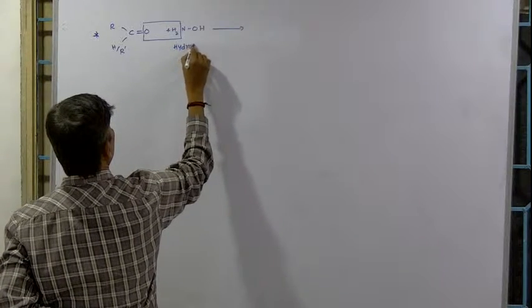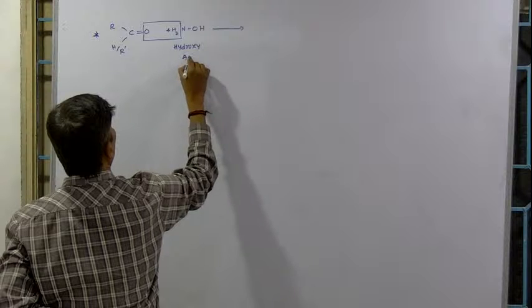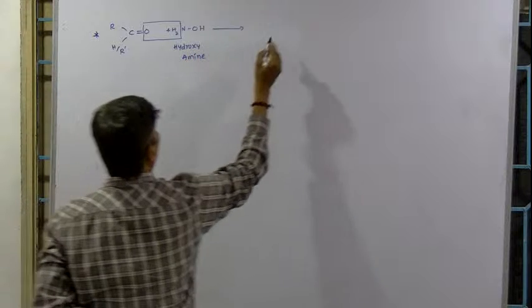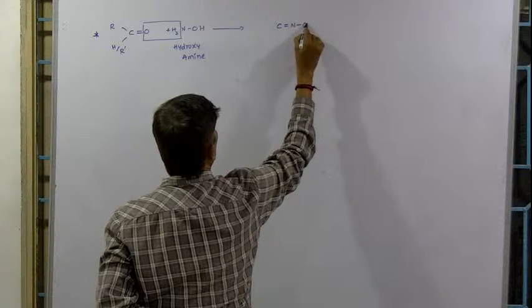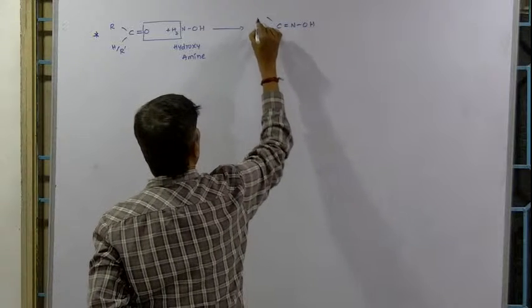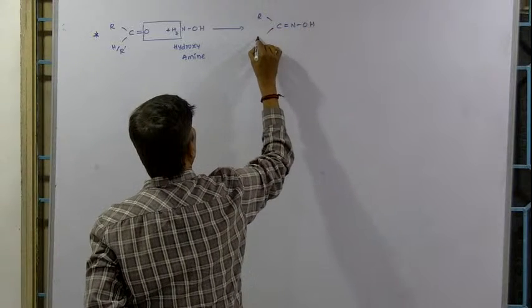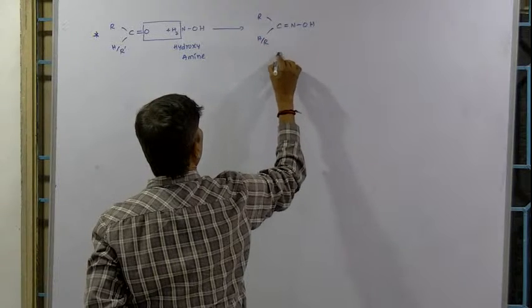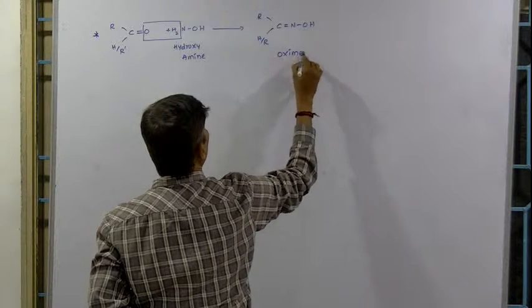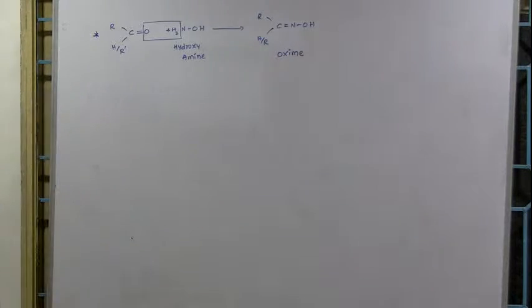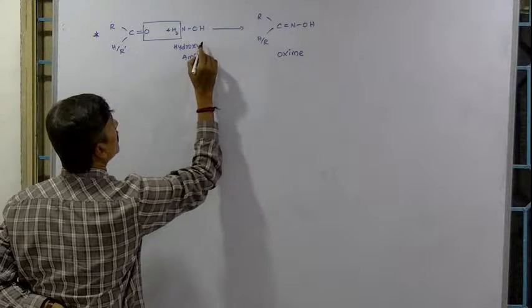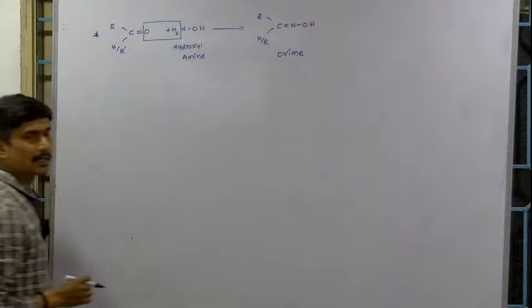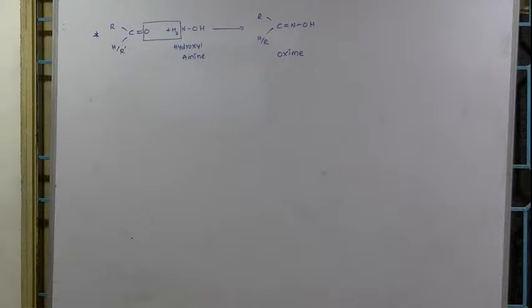NH2OH is known as hydroxylamine. Reacting with any carbonyl compound, it can form the oxime, whether it is an aldehyde or a ketone. If it is an aldehyde, we call it aldoxime. If it is a ketone, it is called ketoxime. Carbonyl compounds reacting with hydroxylamine can form oxime, whether they are aldehyde or ketone.